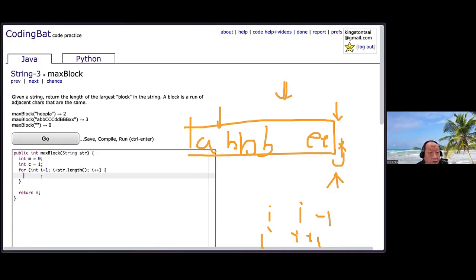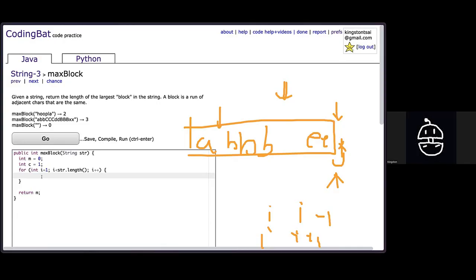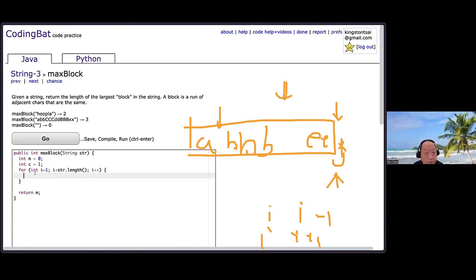Basically, eventually you will solve the problem, but I don't want you to keep clicking go 2,000 times before you get the answer, okay? That's wasting your time. Take your time, no rush.